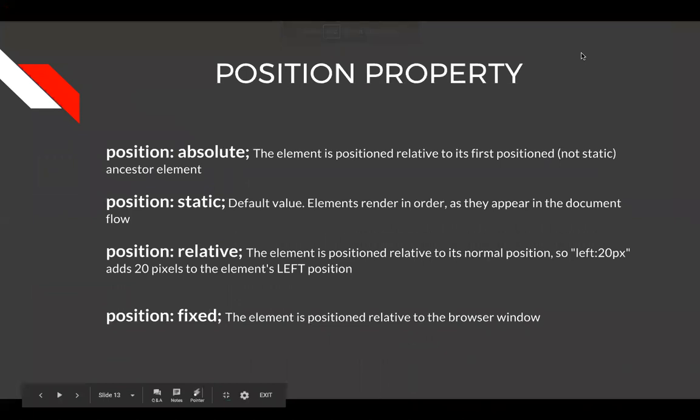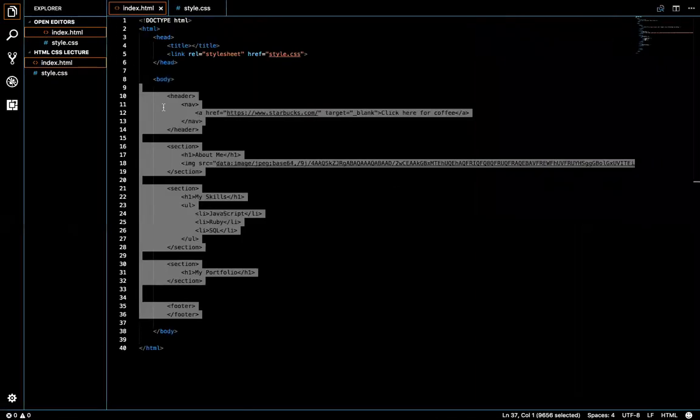All right, so then if we go back to position, static is the default value. So every time we write some code, the value is automatically defaulted to position static. Position relative means the element is positioned relative to its normal position. So left 20 pixels adds 20 pixels to the element's left position. And we can see that with the image here.